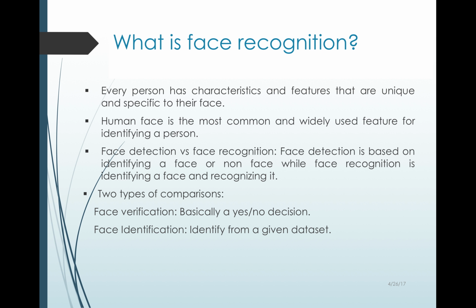Now, there are two types of comparison. One is verification, in which we have to tell whether the two faces are similar or not. Another is face identification, in which we have to identify from a given data set which face it belongs to.